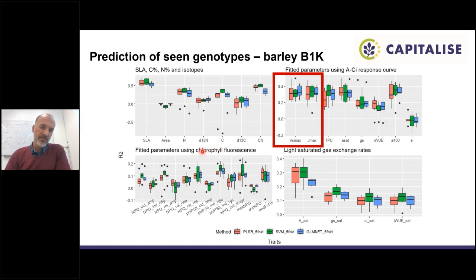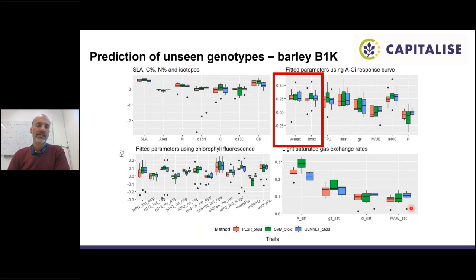Similar situation is found for the chlorophyll fluorescence parameters, which are poorly predicted by hyperspectral reflectance data. And from the light saturated gas exchange rates, the best prediction is obtained for saturated net assimilation rates, and we do not have good predictions for stomatal conductance, for intercellular carbon, as well as for water use efficiency values, which are obtained from these gas exchange rates.